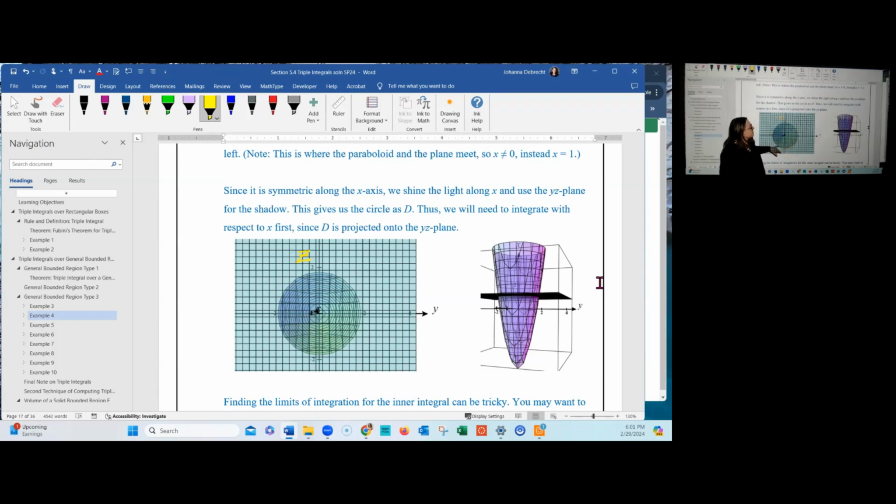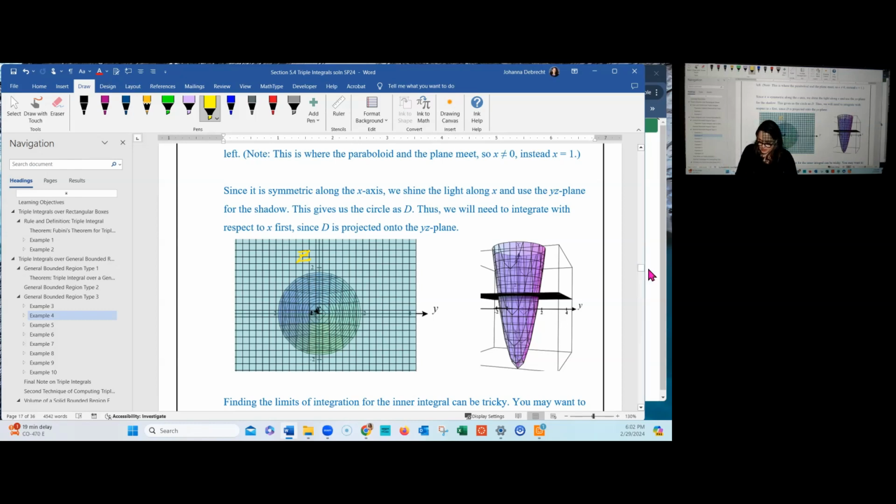Then in order to determine, since we've now cast a shadow into the YZ plane, our flashlight is along x. So we want to integrate with respect to x first. We need to know what the lower limit of integration and the upper limit of integration is going to be on our single integral done first.